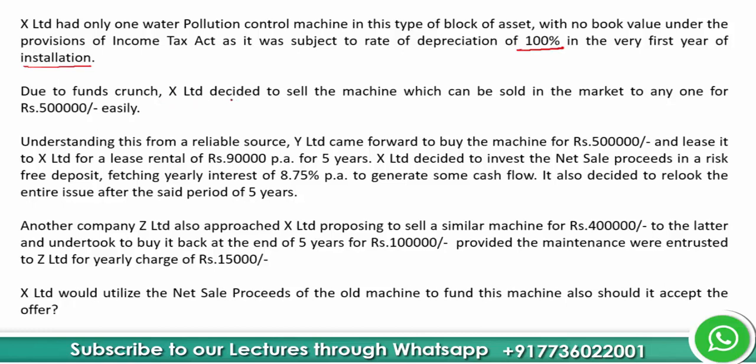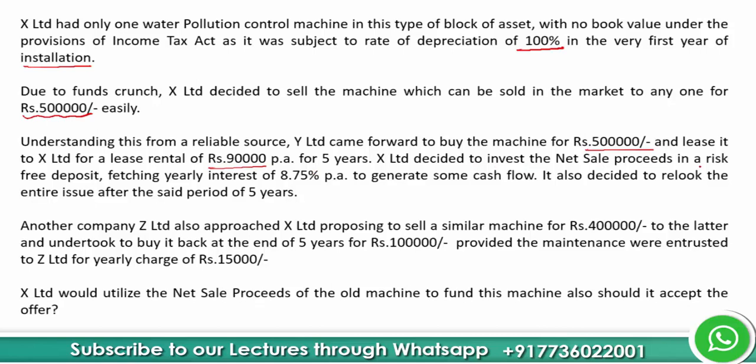Due to funds crunch, X Limited decided to sell the machine, which can be sold in the market to anyone for 0.5 million easily. Understanding this information from a reliable source, Y Limited came forward to buy the machine for 0.5 million, that is 5 lakh, and lease it to X Limited for lease rental of 90,000 per annum for 5 years.